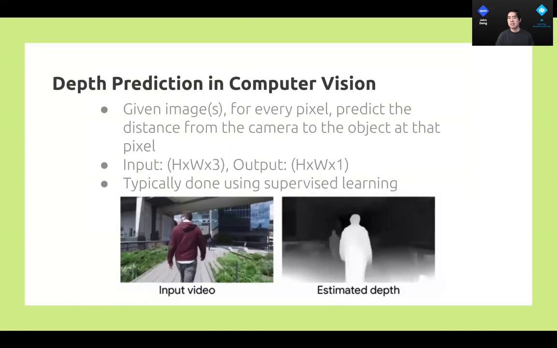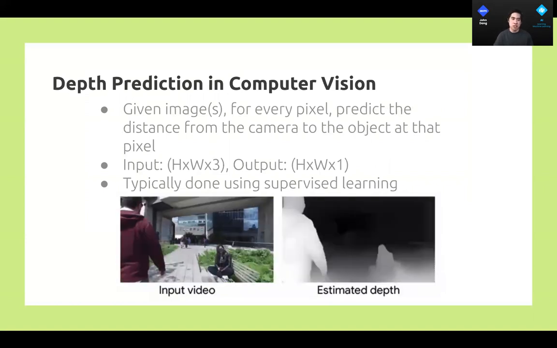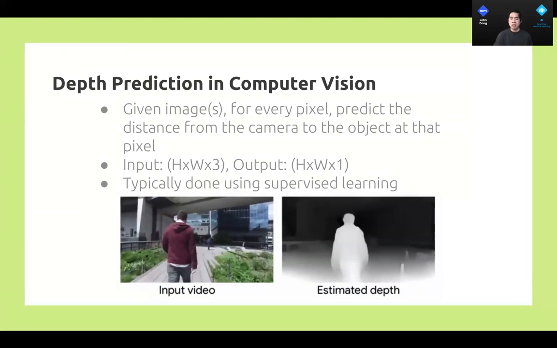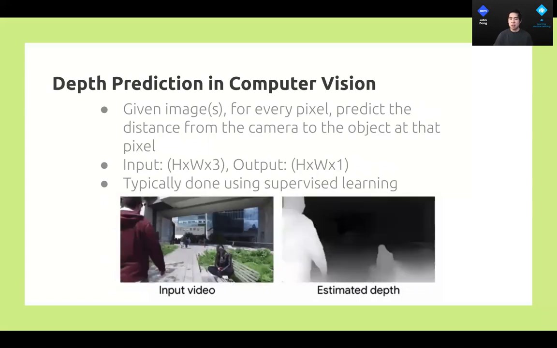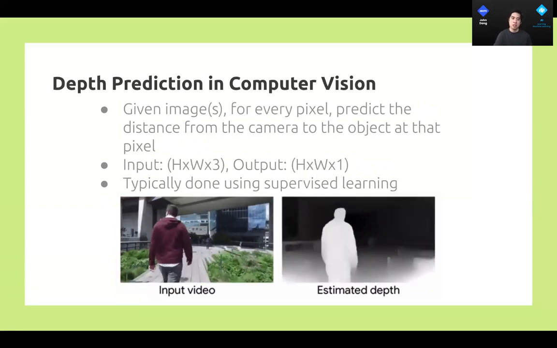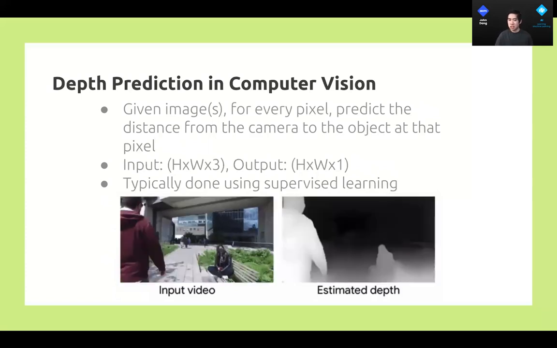One particular task in computer vision we're interested in is depth prediction. Given an image, for every pixel, we want to predict the distance from the camera to the object at that pixel. So you might take in an input that's height by width by 3. The height by width is the size of the image, by 3 because there are RGB channels, and you're trying to output height by width by 1. For every pixel, there's just a single number that represents how far away it is from the camera. And this is typically done using supervised learning.